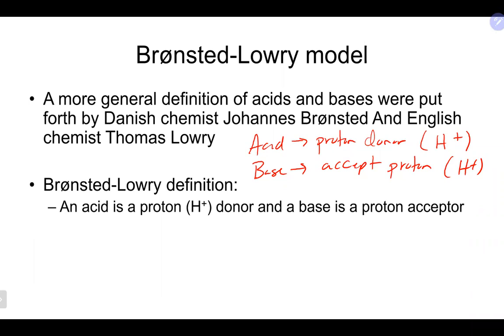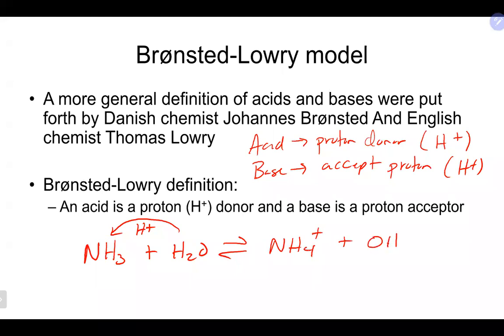The consequence of a Bronsted-Lowry definition, for example, if we looked at the one we saw earlier, which was our NH3 plus our water, this guy is going to donate an H+ over, going to make NH4 plus and OH minus. So in this case, it is the NH3 that is accepting the H plus from the water. That would make NH3 our base.